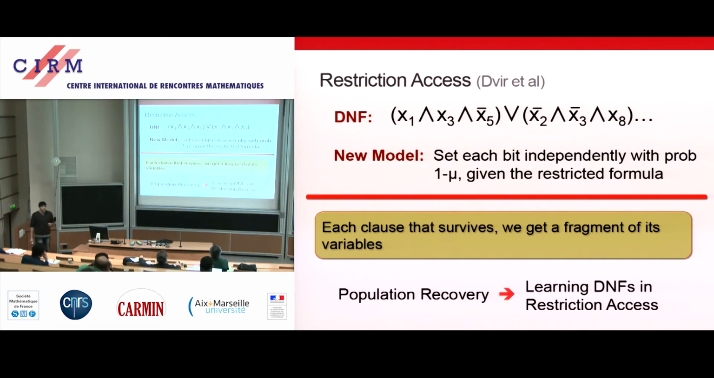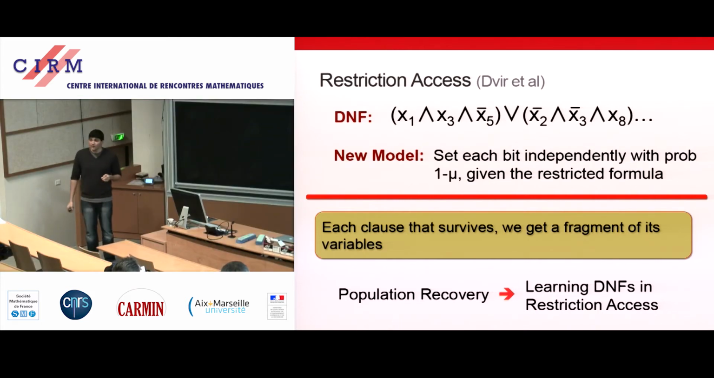And you can make this precise. It's not difficult. If you can solve population recovery, you very directly get an algorithm for learning DNF formulas in restriction access. So what I'm telling you is that in the DNF learning problem, over the uniform distribution, there's been no improvement beyond quasi-polynomial. But in fact, as long as you survive at least 1% of the variables, then you can actually get this all the way down to polynomial time. So that's an immediate corollary.